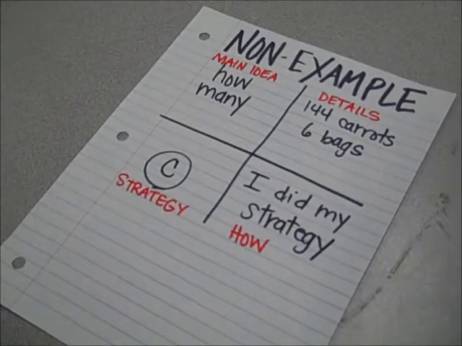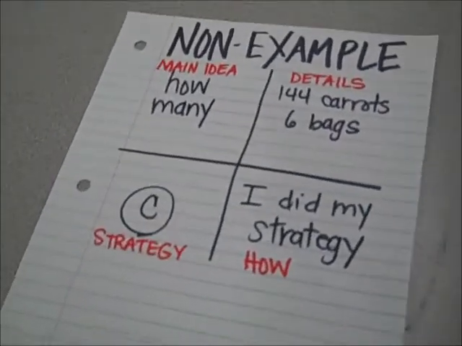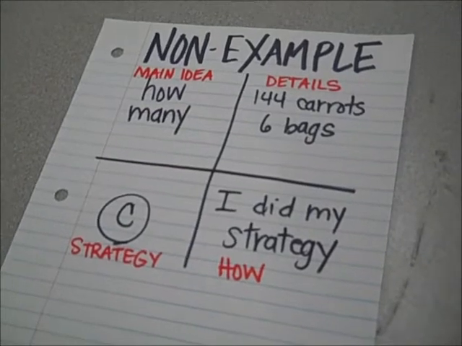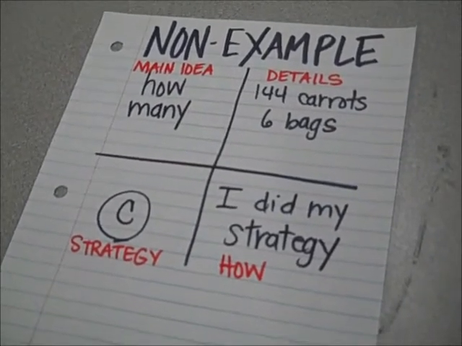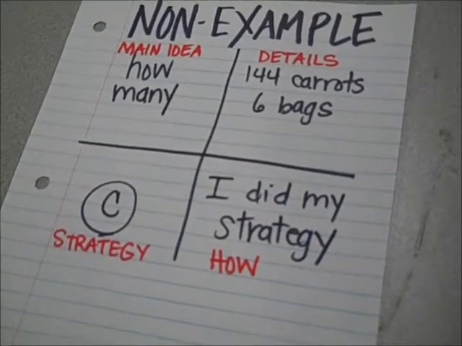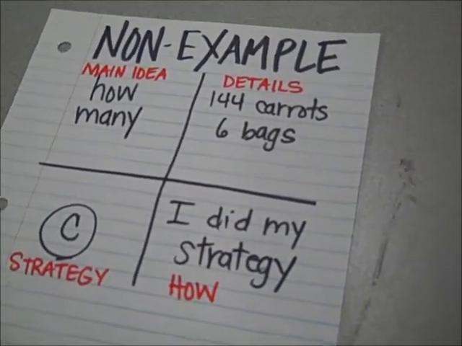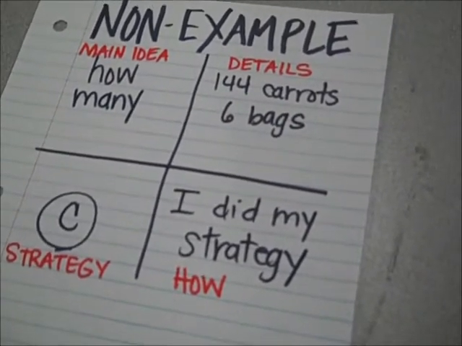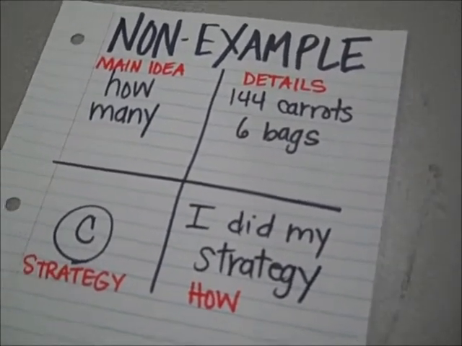Here is an example of what not to do on the window pane. Hopefully you can see the difference. The main idea has fewer words, and it doesn't really tell you exactly what you're looking for. In the details section, they just listed out numbers and words, but they didn't use the model drawing that's going to help them decide if they need to add, subtract, multiply, or divide.